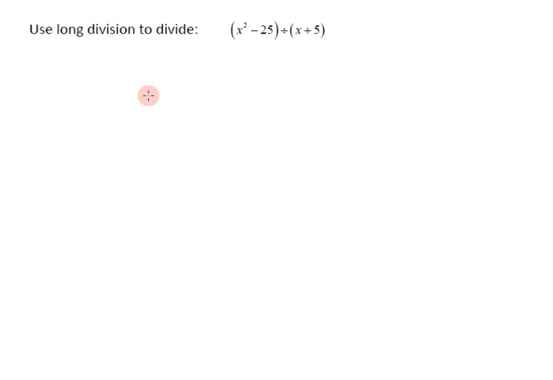Alright, so I start out with x squared, and then I go to my next term. Is there an x in this? There isn't. But I have to put a placeholder, 0x. If you don't have the next term in order, put a placeholder. So this is showing the ones where you're missing a term. So x squared plus 0x, right, minus 25. And then x plus 5 is on the outside here.